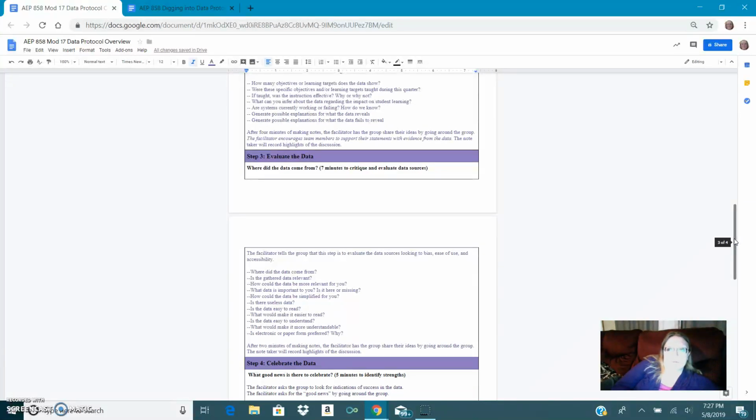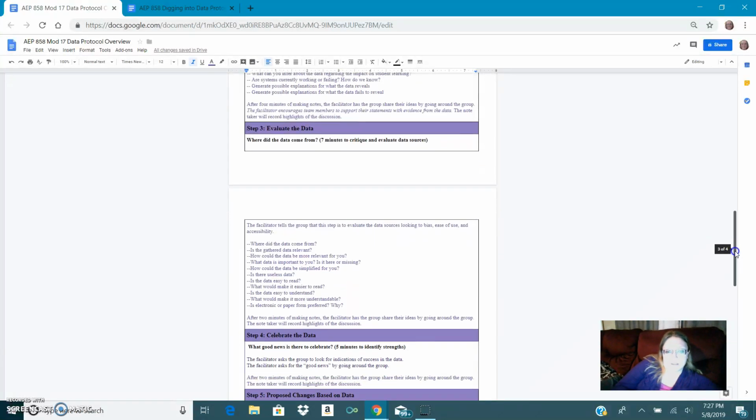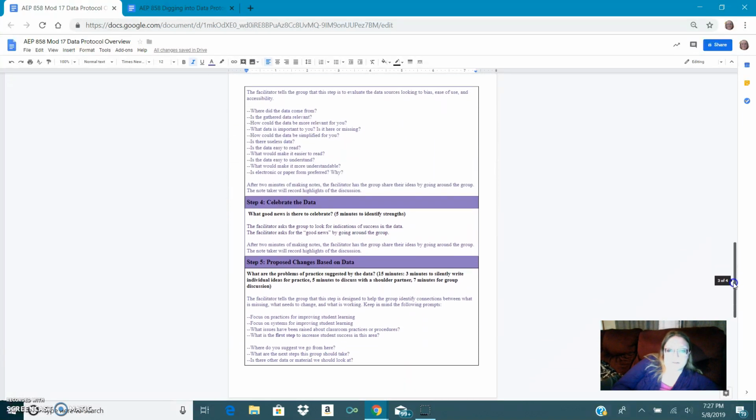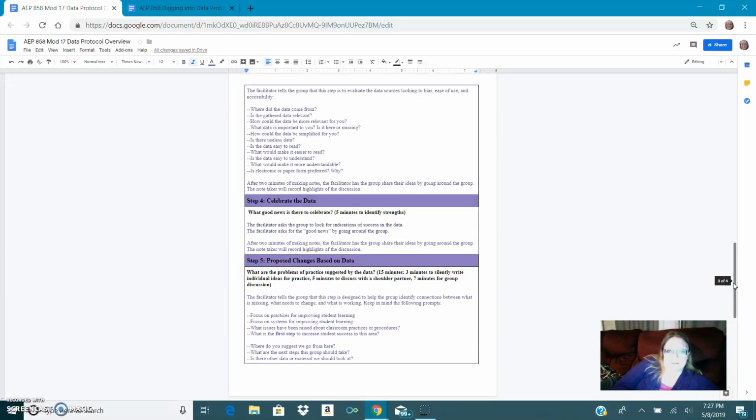Is it reliable? Is it testing what we need it to test? Does it have biases? Is it relevant? Just making sure that the data is testing what we want it to test and that we're using it for what its intended purpose is. Step 4 is to celebrate the data. So if we notice growth or positive indicators, we need to celebrate that good news.